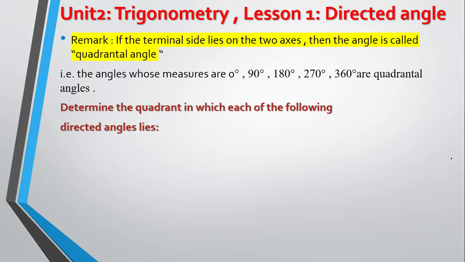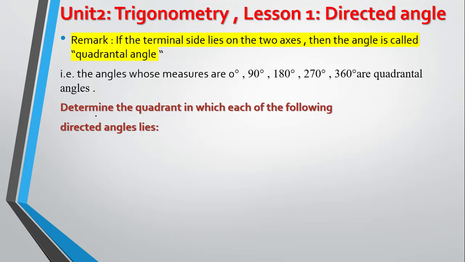If the terminal side lies on one of the axes, in this case the angle is called a quadrantal angle. It means if the terminal side is, for example, on the positive direction of the y-axis, or the negative direction of the y-axis, or the negative direction of the x-axis, then this angle is called a quadrantal angle, or any angle equivalent to this angle. For example, angles 0, 90, 180, 270, 360 are all quadrantal angles.